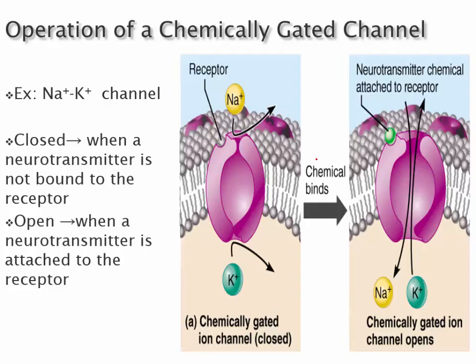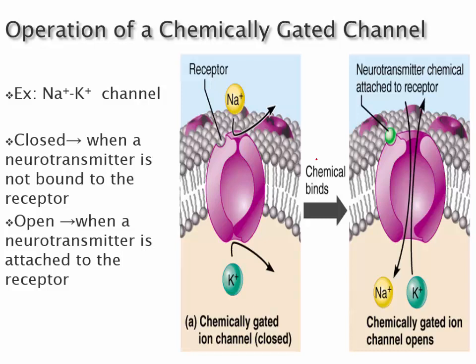So this is an example of a chemically gated channel right here. You can see this is the plasma membrane. This is the inside of the cell, and that blue part is the outside of the cell. And you can see this is closed. See this channel, like nothing can get through. Now this is the channel. It's a protein. It's wedged in there, wedged in the plasma membrane. So anyways, this one is closed.